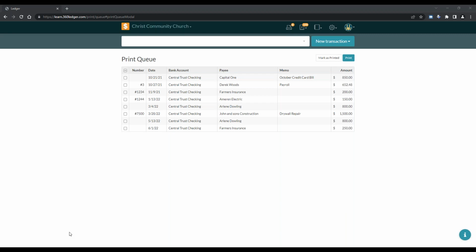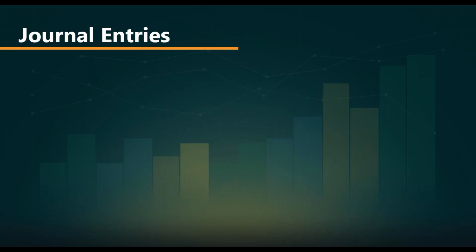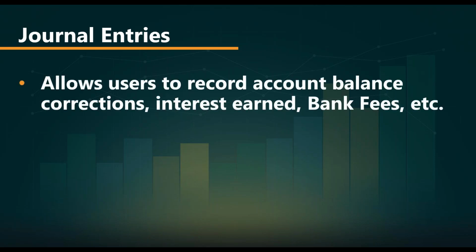Now we'll be going over our journal entries. Essentially, this is going to allow you to record account balance corrections, interest earned, bank fees, etc. It's basically going to be transfer on steroids. It will just move things between all of your accounts, however you need it. So that can also be used for all of your corrections.